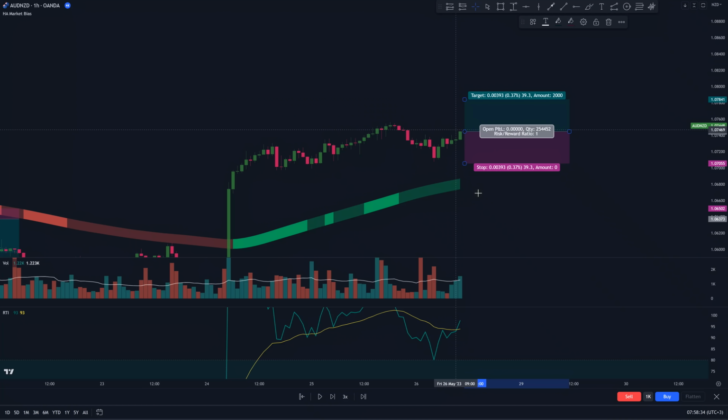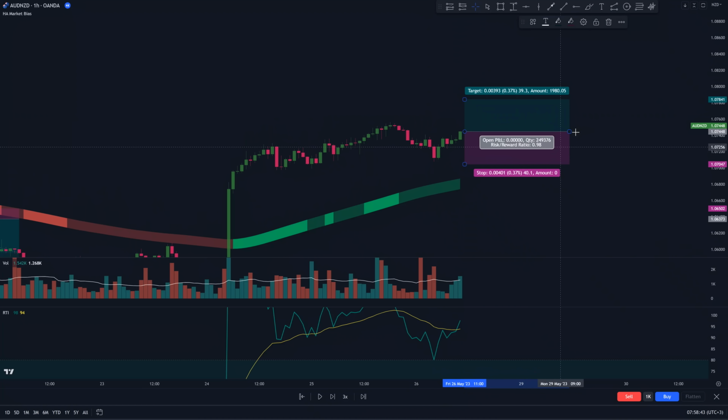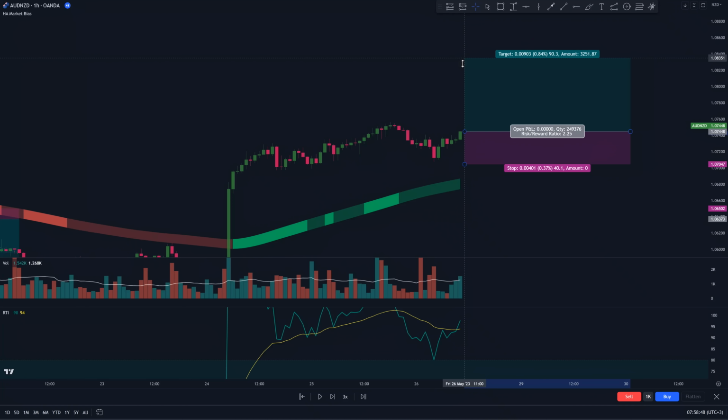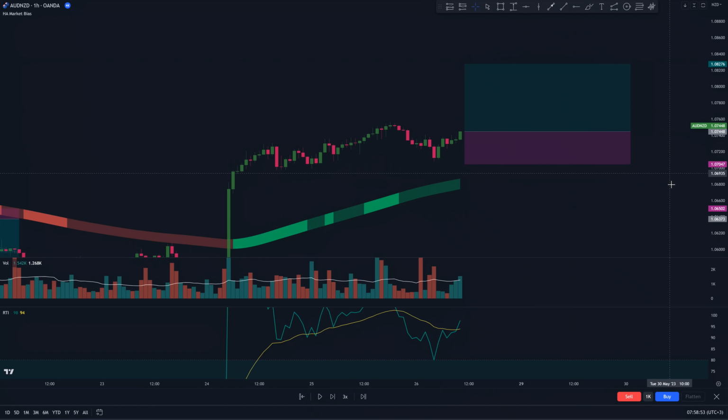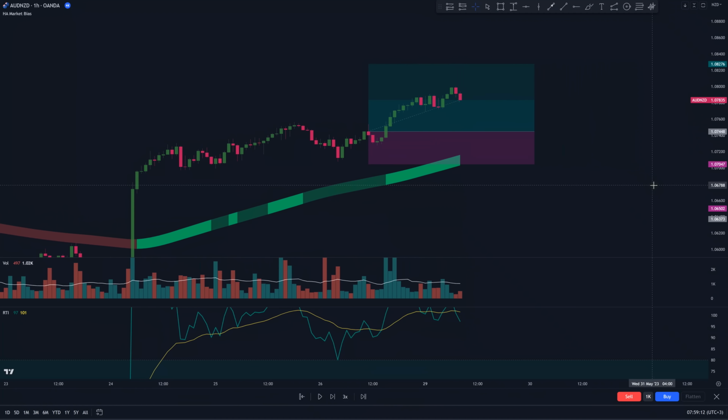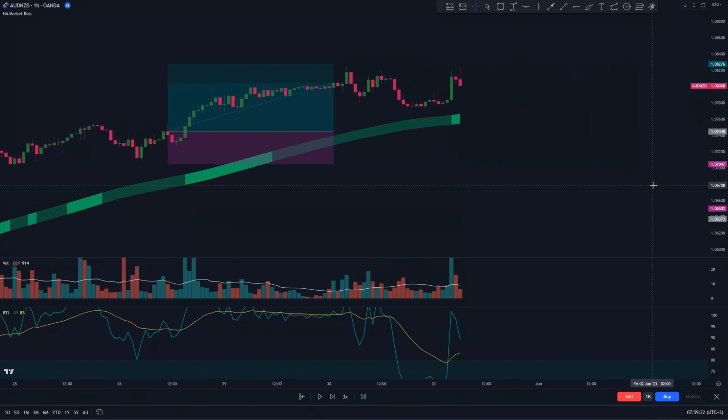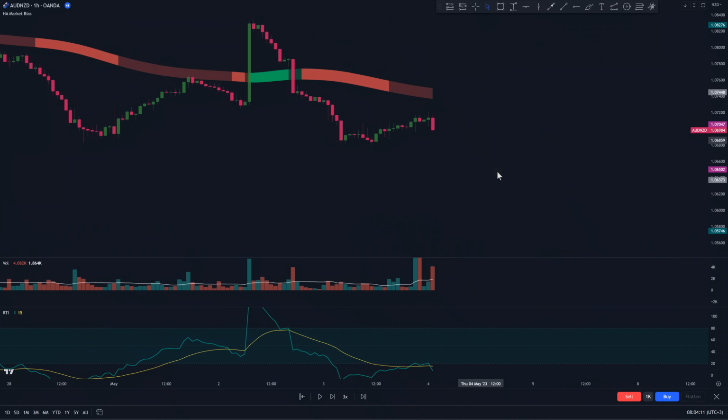The stop loss is going to be set below the most recent swing low. For the take profit, we're going to set it at 2 times the risk. We let the trade run and take profit. For short trades, we're just going to reverse all the conditions.